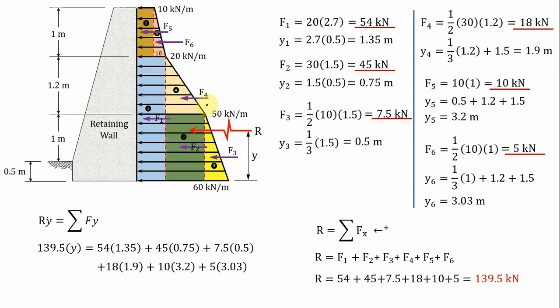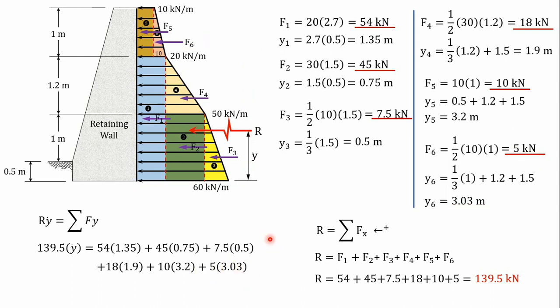How about F5? Our F5 is 10 kilonewton. What is the moment arm of F5 from the bottom of the wall? That is equivalent to 3.2 meter. We solved that earlier, class. So 10 times 3.2 meter. And the last is F6. What is our force F6? That is 5 kilonewton. What is the perpendicular distance or moment arm from this point to the force F6? That is 3.03 meter. So plus 5 times 3.03 meter.